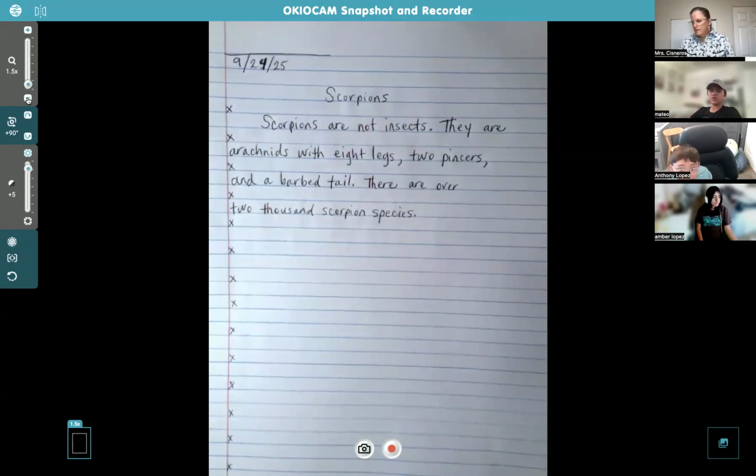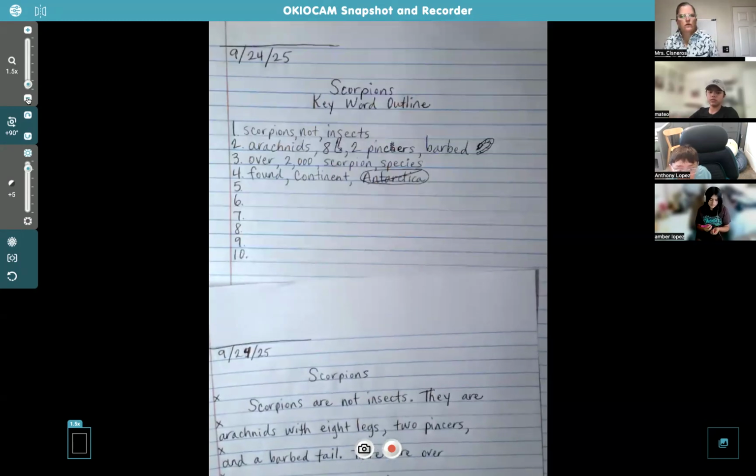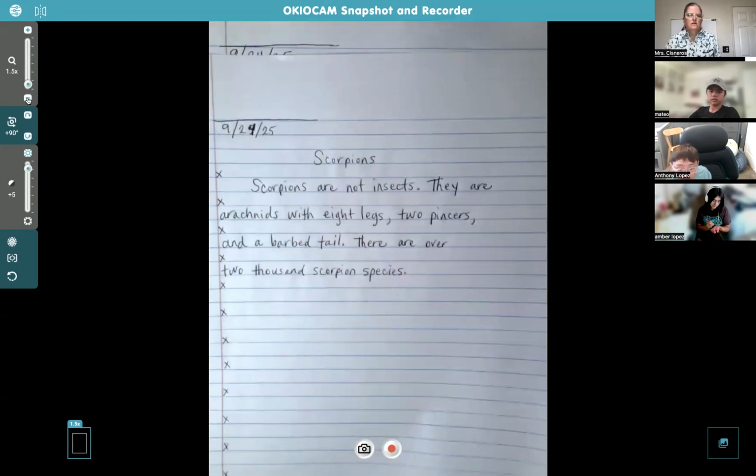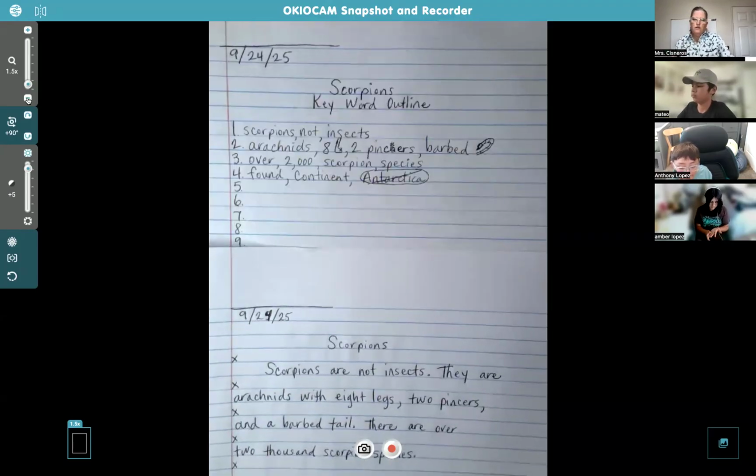So do I just make my own way of saying it when I do the 2000 scorpion species? Yes, and you can do it your own way. That's right. Okay. So everybody's paragraph, you'll notice when we share it next week, is going to be a little different. But the keywords will all be there. The keywords are the same because that's what we're using on the keyword outline.